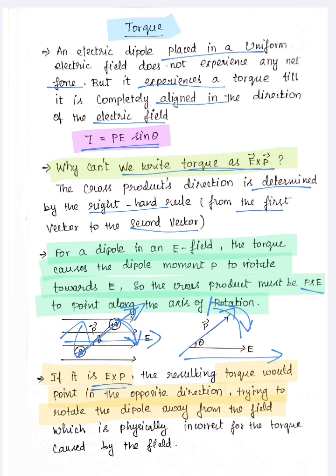So when we write it as E cross P, the result is that the torque would point in the opposite direction, trying to rotate the dipole away from the electric field, which is physically incorrect for the torque produced by the electric field. So we cannot write the torque as E cross P. We must write it as P cross E.